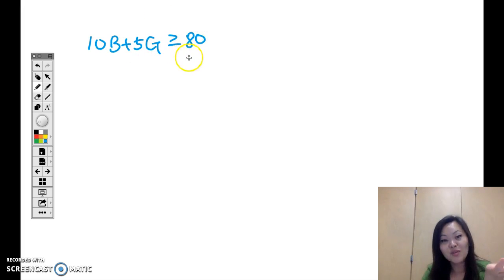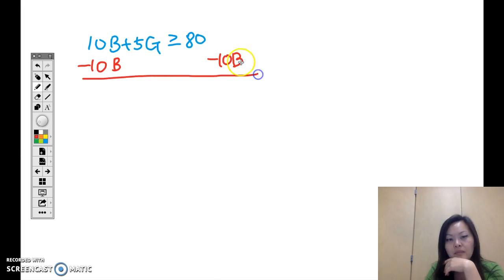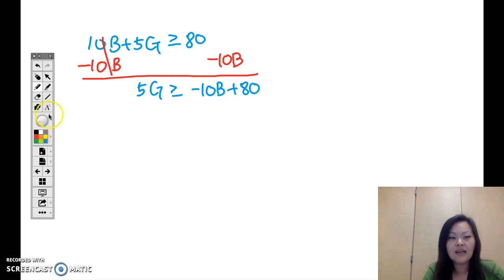So she wants to make more than $80, right? So I want to leave the G by itself. So first thing I want to do is subtract 10B from both sides, okay? So let's go ahead and do that first. That's going to cancel out, and then I'm going to be left with 5G is equal to or greater than, and then don't forget to write the letter first, right? So it's negative 10B plus 80, right? Again, I still want to leave the G by itself, which means I have to get rid of the 5.